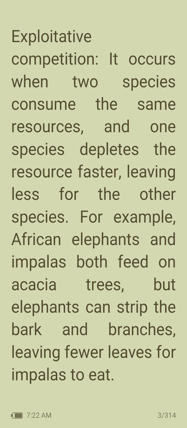For example, African elephants and impalas both feed on acacia trees, but elephants can strip the bark and branches, leaving fewer leaves for impalas to eat. So this is an example of exploitative competition. One consumes everything and the next species is left with only the depleted resource. So that is exploitative competition. Cite the example of elephant and impala eating acacia plant.